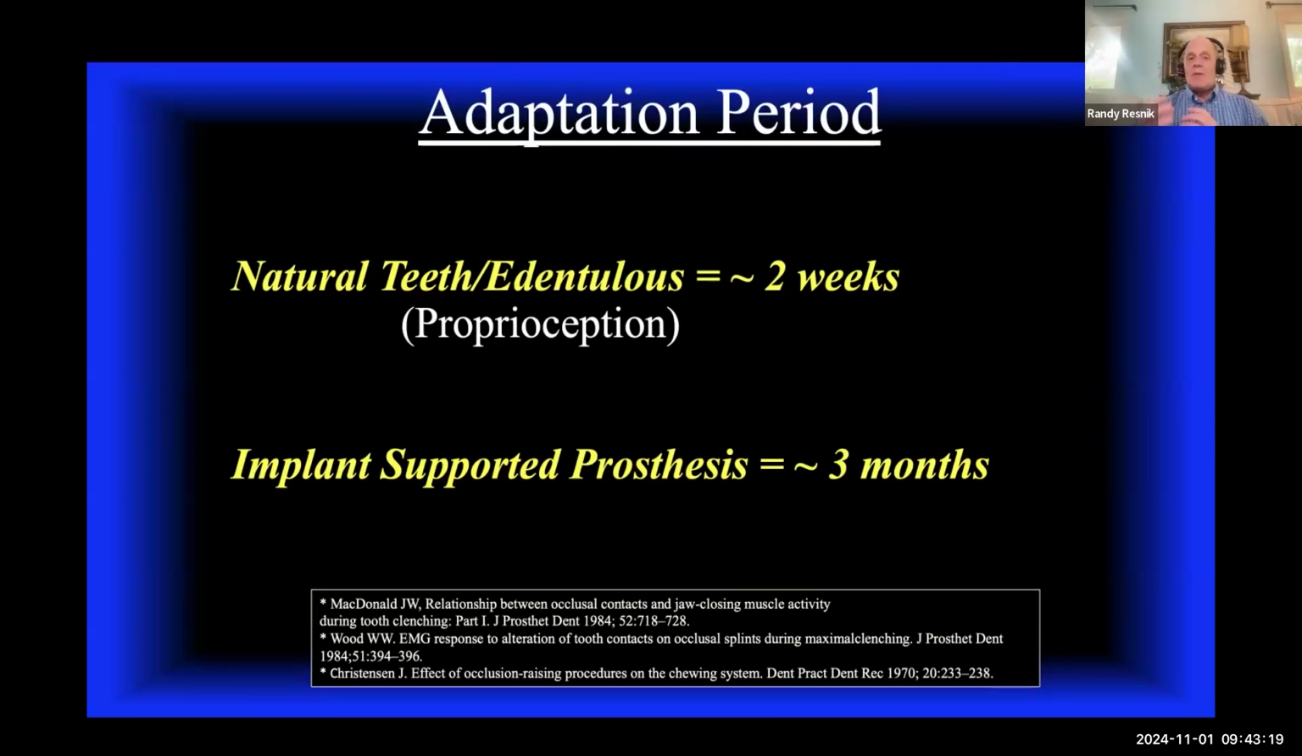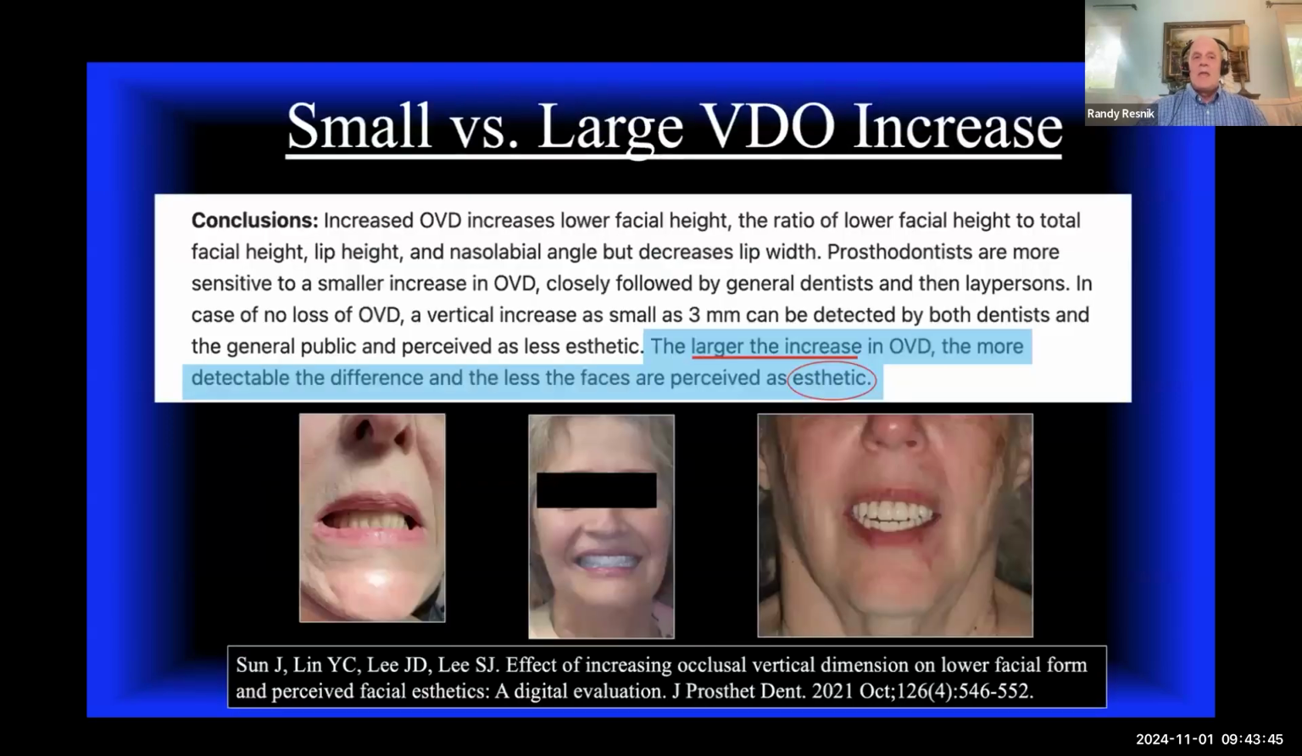The thought process here is when you're taking a patient's teeth out on both arches and reestablishing vertical, you have to allow that patient to adapt. Whereas if you're using natural teeth and maybe you're just increasing them with crown and bridge or composites or whatever, proprioception comes into play and it adapts a lot faster.